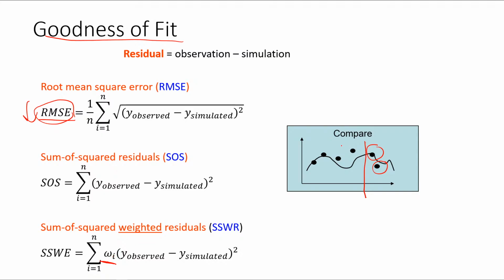So even if I have a higher error here, I don't care. I just want to minimize the error here, I want the smallest error here. That's called the sum of squared weighted residuals. That's how you weight it.